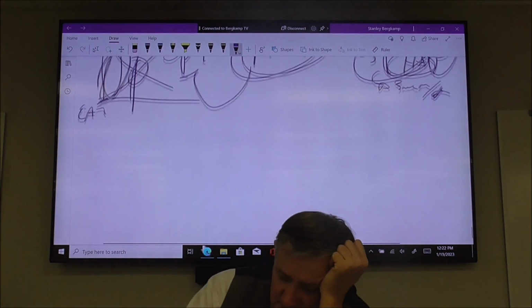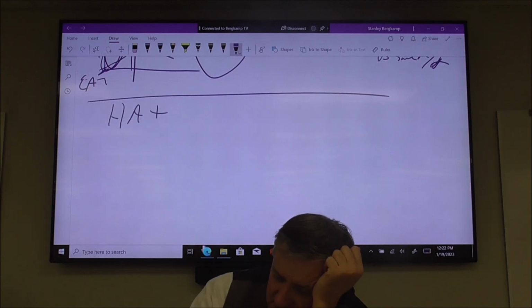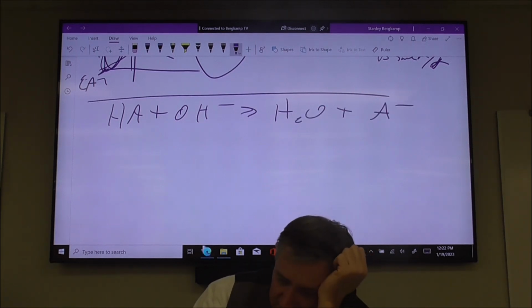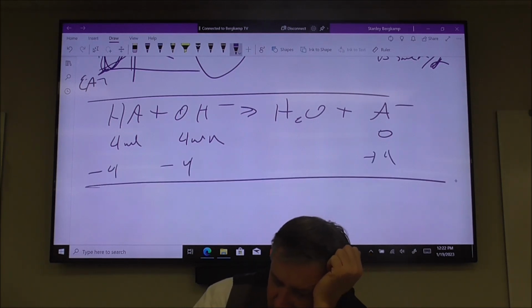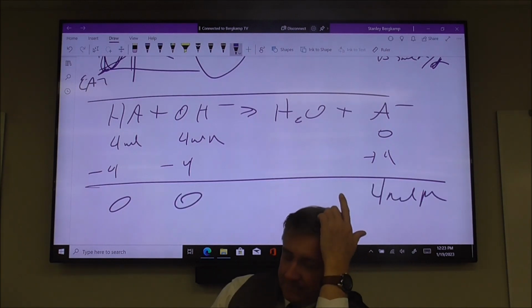So when you get to E, HA plus OH yields water and your anion, okay? So you've got 4 millimoles of your acid, you have 4 millimoles of your base, you have no anions, -4, -4, +4, goose egg, 4 millimoles, okay?